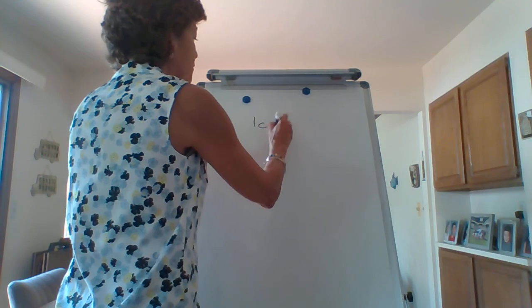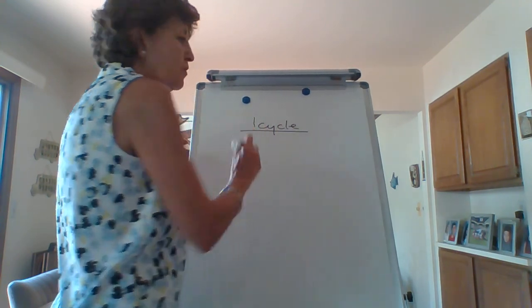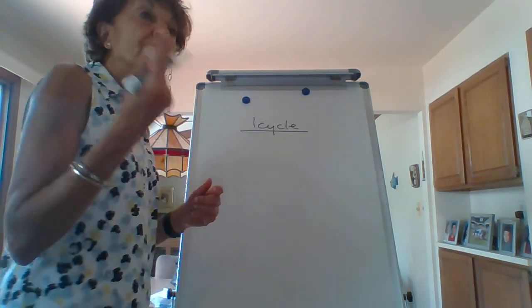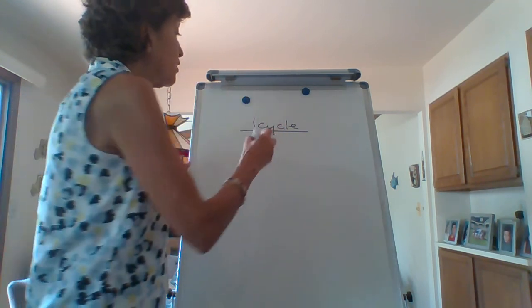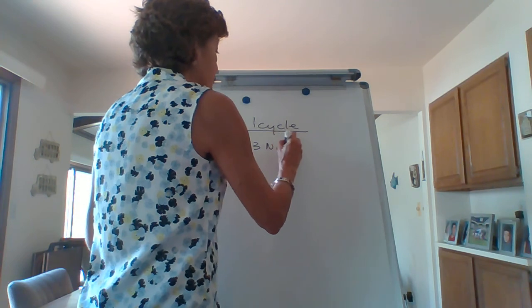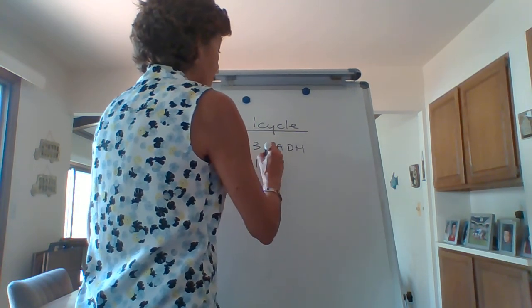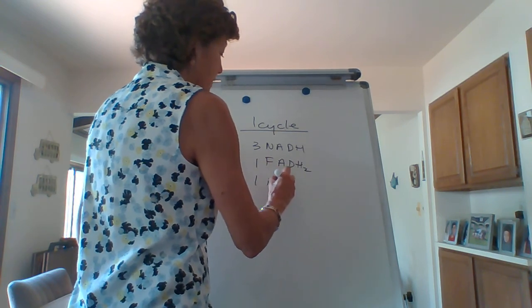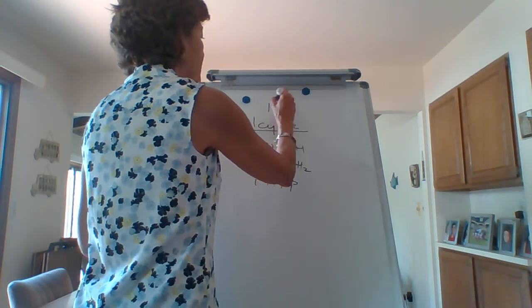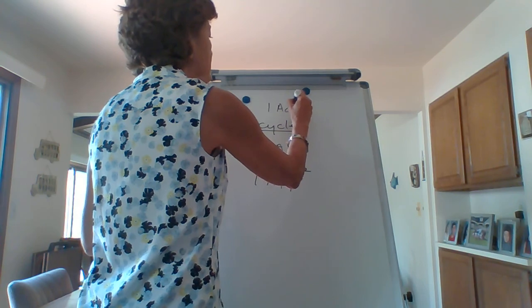One other thing I wanted to tell you is that the citric acid cycle, if you just do one cycle, and I know I'm repeating myself, but I just want you to know that one cycle, so from one acetyl-CoA, you're getting 3 NADHs, 1 FADH2, and 1 ATP. This is from one acetyl-CoA.